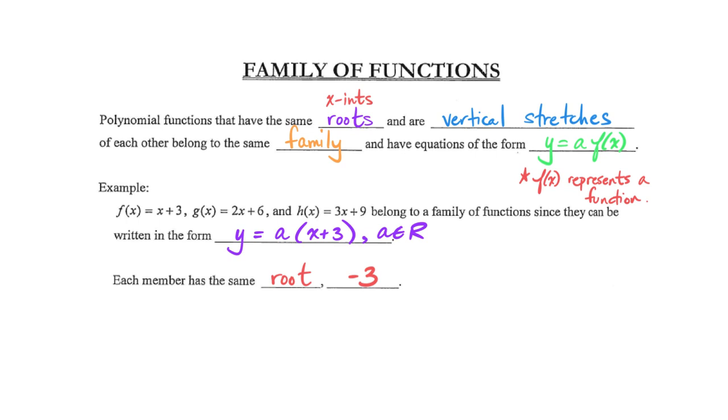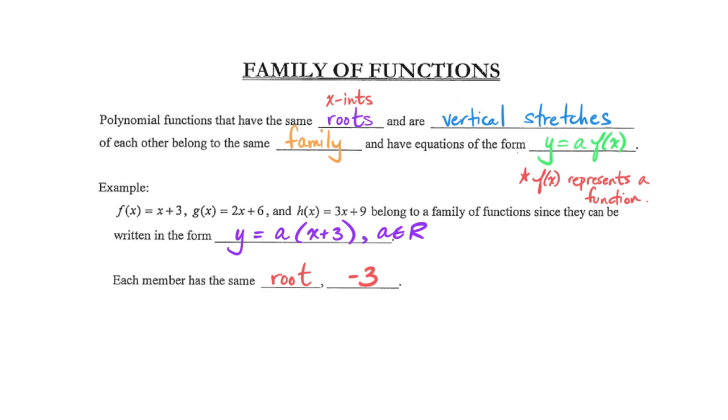So let me just nail down that statement again. If you have graphs that have the same x-intercepts, or roots, whatever name you want to use for them, and they're just vertical stretches of each other, then they would be said to belong to the same family. And we could write that equation as y equals something times a base function. Okay, that's a lot of new terminology, and that's a big statement. I think if we break it down with an example, it'll help.